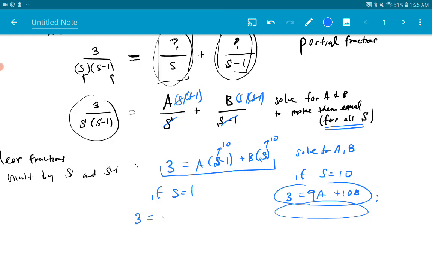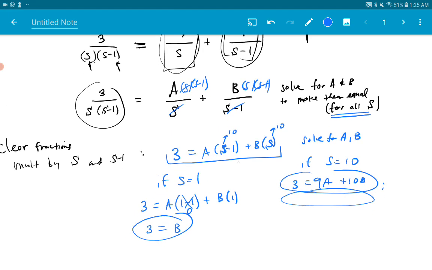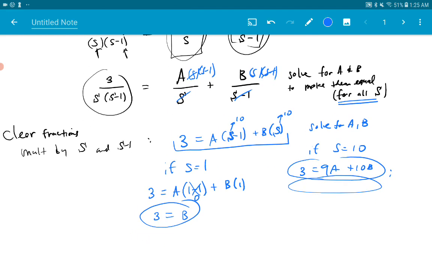Plug s equals 1 into this expression and see what you get. Well, you get 3 equals a times 1 minus 1 plus b times 1. Of course, 1 minus 1 is just 0. So a times 0 is 0, and you're just left with 3 equals b. You can only do this because there is an s in this equation. Most equations don't have an s. So we got b pretty easily without having to solve a system of equations.